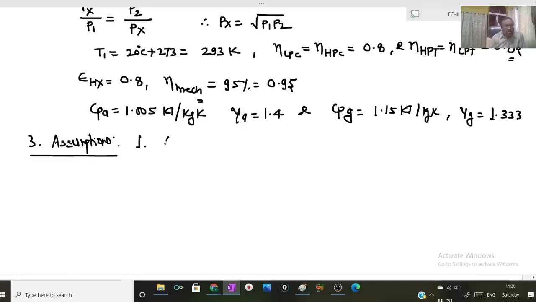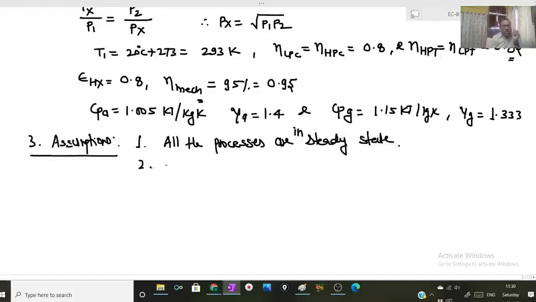So assumption number 1, all the processes are in steady state. Number 2 assumption, as it is given in the problem itself, no pressure losses in either of the processes.